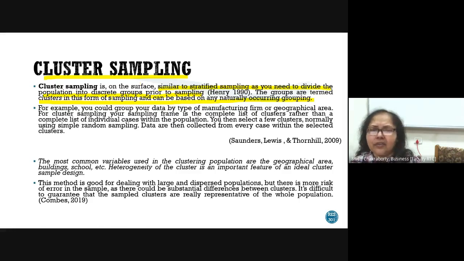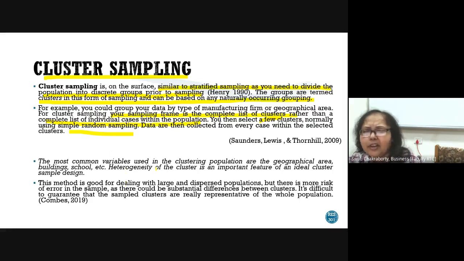Now, for cluster sampling, your sampling frame is the complete list of clusters rather than a complete list of individual cases within the population. You can then select a few clusters, normally using simple random sampling, and data is collected from every case within the selected cluster. The entire cluster is selected, and you have to take into consideration every single member in that cluster.